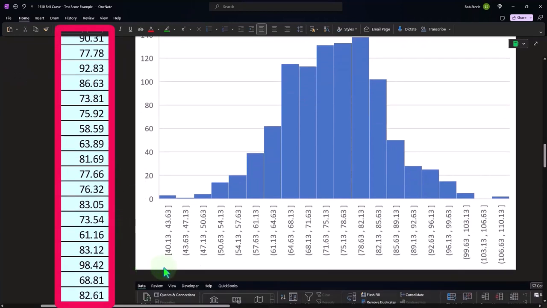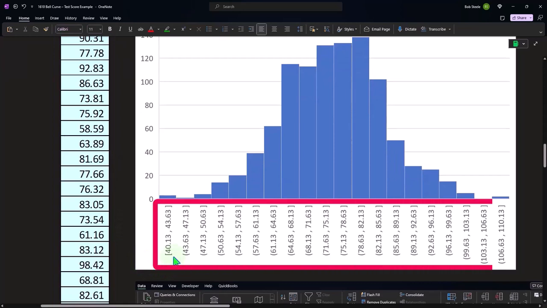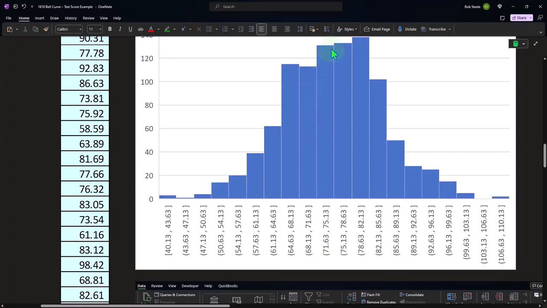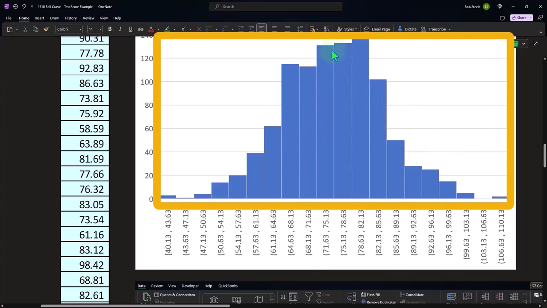Now the histogram is where we have the buckets down below. So this is going from 40 to 43, 63. And the middle point is in here. Remember the mean is like 74. So this is going from 71 to 75. And so you can see it kind of looks somewhat like a bell curve.